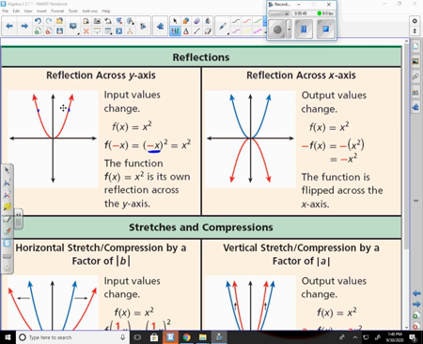If we're going to reflect it across the x-axis, the output values change. That means that I'm putting a negative in front of the parentheses, which leaves it as a negative x squared. That's going to flip this downward. If the original is here, it flips it downwards across the x-axis.